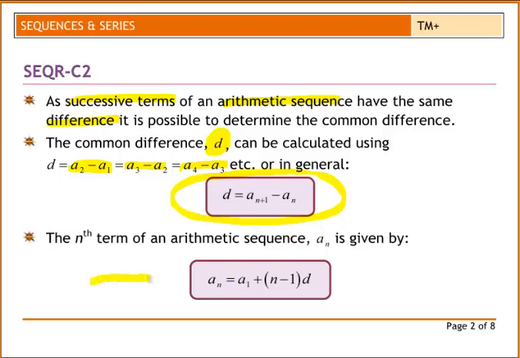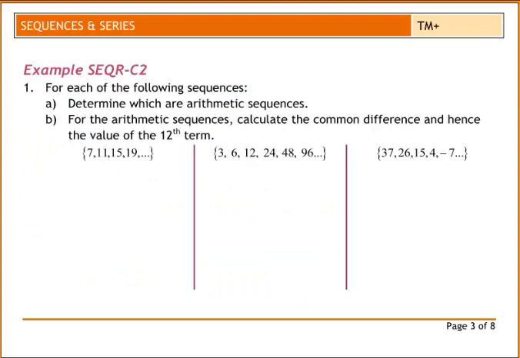The nth term of an arithmetic sequence, so the general term, is given by a of n equals a of 1 plus (n minus 1)d. So you need to remember that formula there. So let's look at some examples.